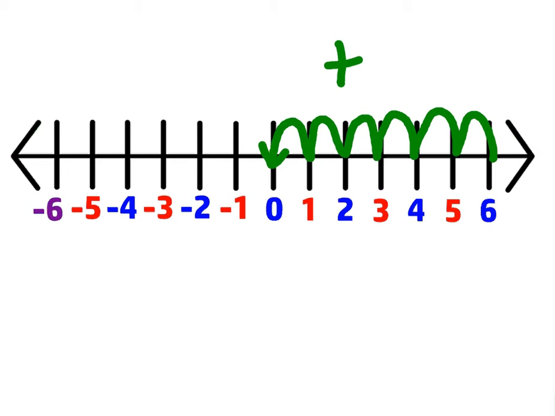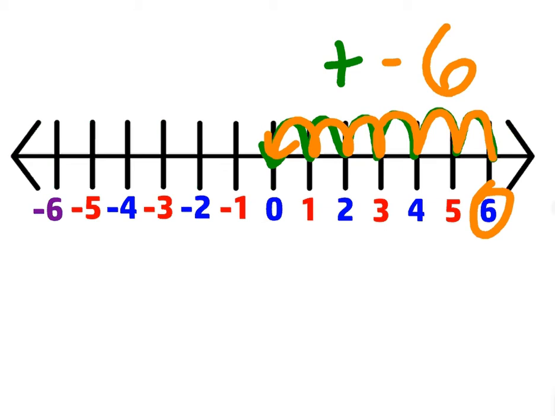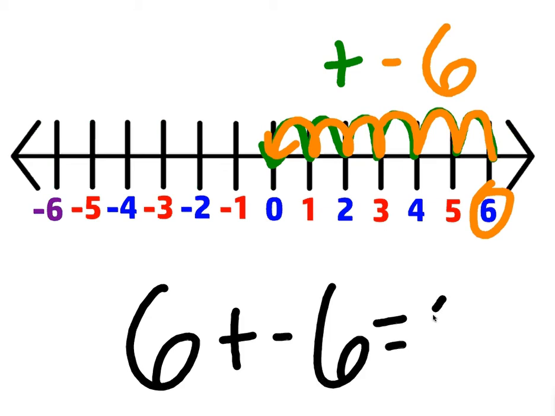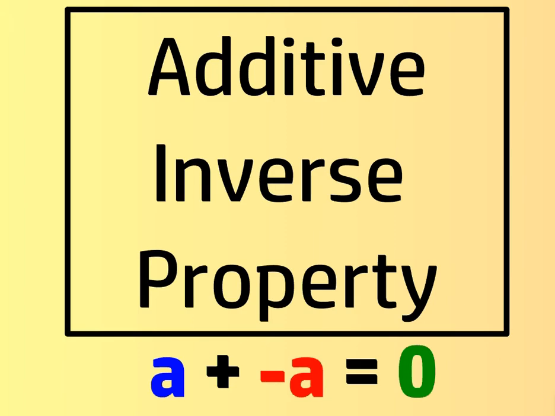Let's do one more. If you started at 6, what number would you have to add to reach 0? Well, this time again we're going to the left. 1, 2, 3, 4, 5, 6. Since we moved to the left, that would be a negative number. And therefore the answer is negative 6. You'd have to add negative 6 to reach 0. In general, if you start with a number A, you would have to add negative A in order to reach 0.